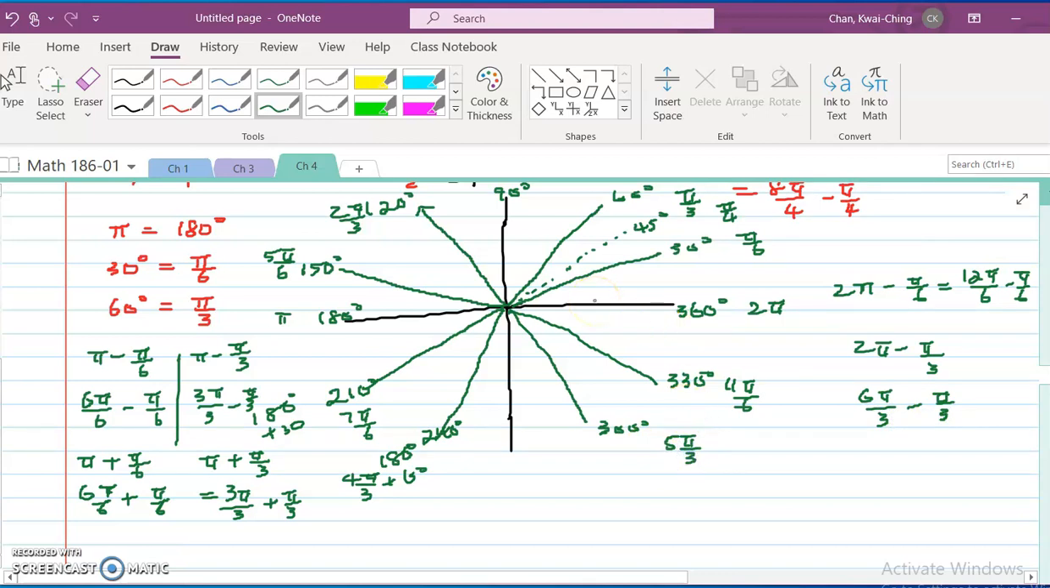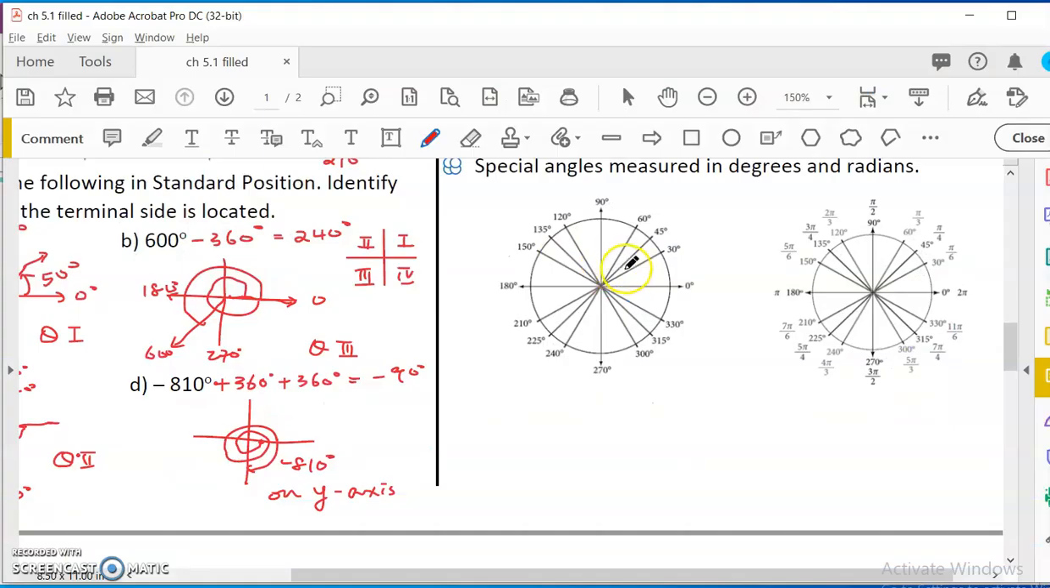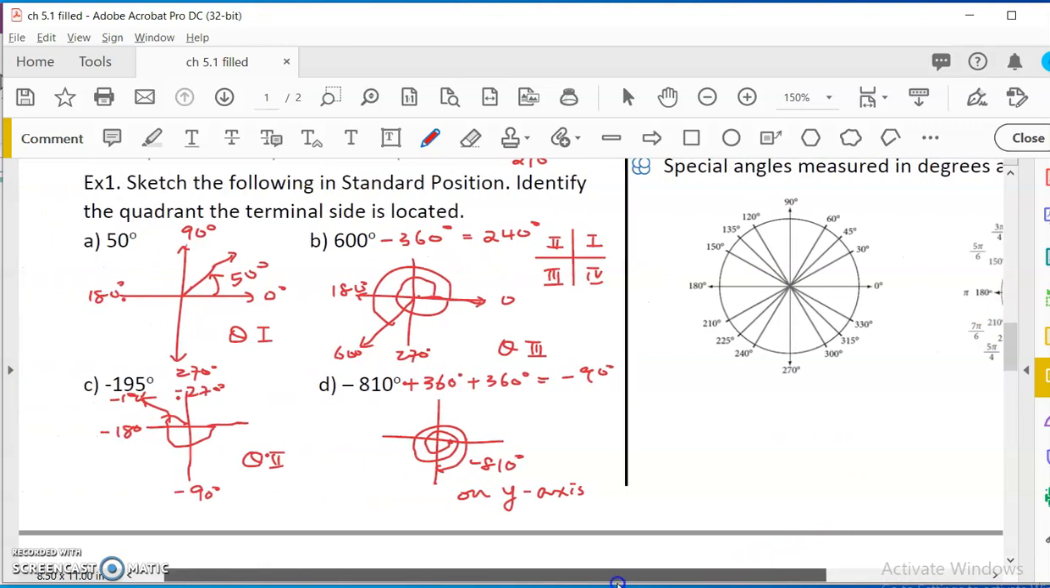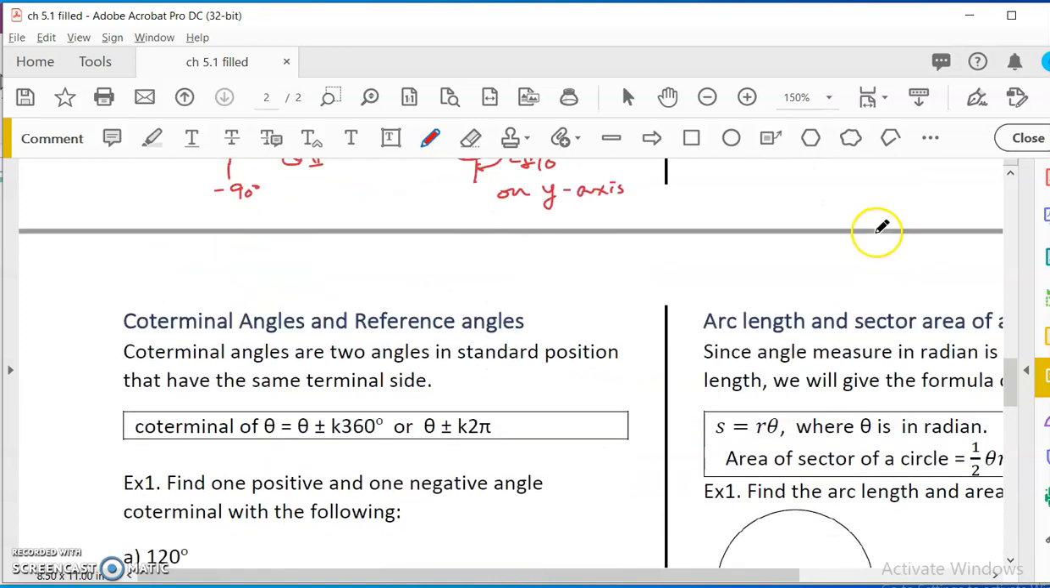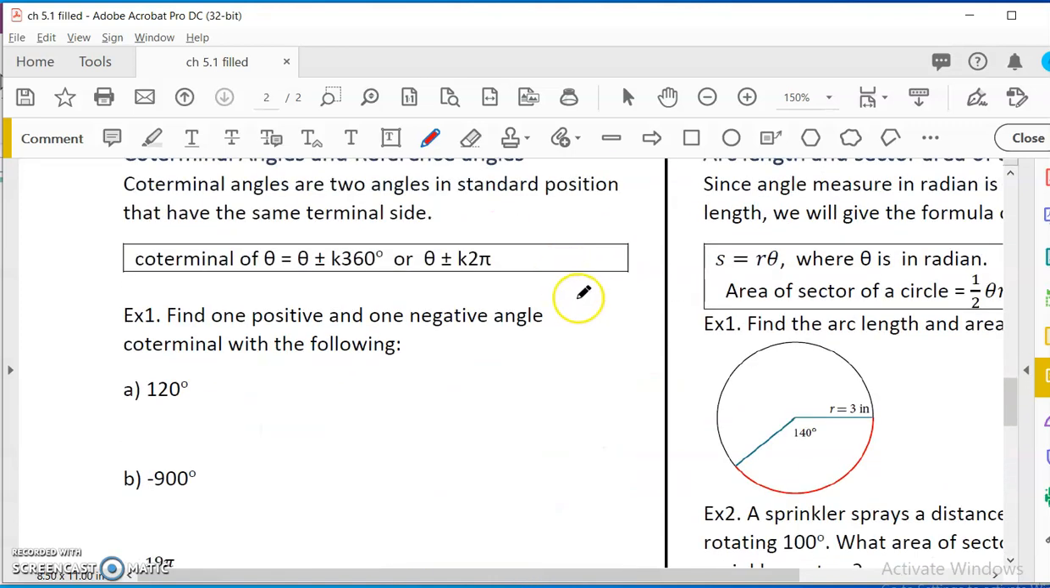So all in all, we label all the special angles in our coordinate system with radians and also degrees. So the degrees are labeled here, and the whole thing is labeled here. So get used to these special angles in radians as well as degrees, because it will be useful in 5.2 and the way we build up the unit circle.